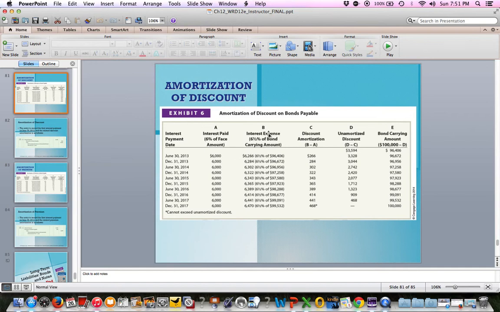Interest expense was based on, in this example, the discount, the interest was 13%. So basically at half, it's 6.5%. So 6.5% of 96,406. The discount amortization is right here. Unamortized discount is here, and the carrying amount of the bond is right here. So basically, once the 10 payments are made, the bond carrying amount is $100,000. And notice that the discount taken goes up with the passage of time.